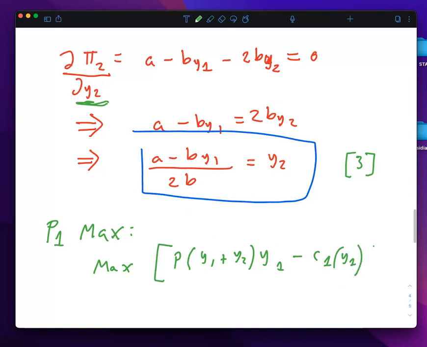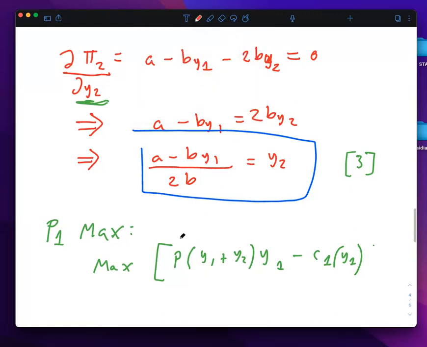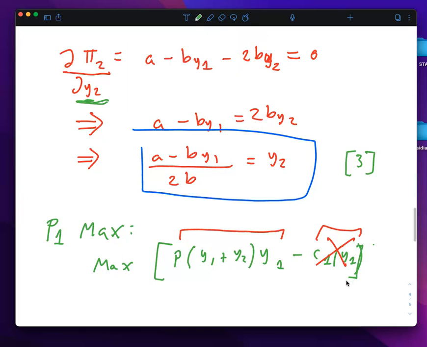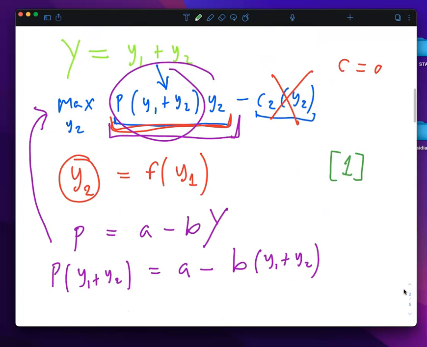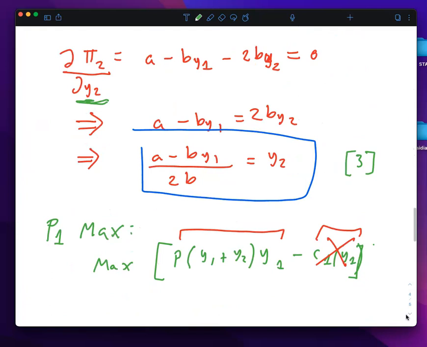Okay, so kind of econ 101 here. So this part would be like the revenue, and this right here would be the cost. But we're assuming that there's 0 cost, so we're going to write that off. And since we defined in equation one y2 as a function of y1, player two's output is a function of player one's output. So we're going to rewrite this inside part. So we're maximizing player one's profit.